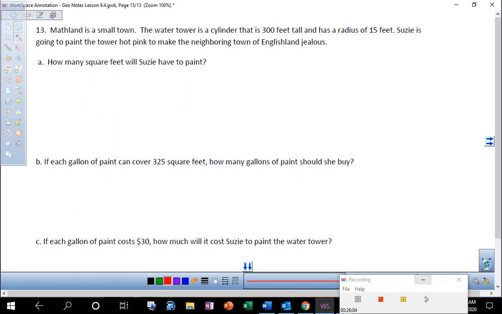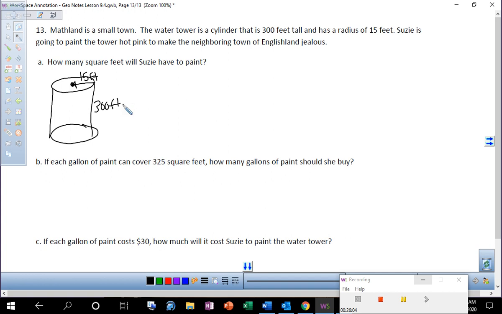So I'm going to go ahead and draw that cylinder real quick, just like on my pictures earlier. Make sure that I can see where my radius is and where my height is. It doesn't have to be anything fancy. There's my cylinder. It says radius is 15 feet, so I'm just going to draw a radius, 15 feet, and then the height is 300 feet. Okay, so just a quick sketch so we can see where our numbers are.